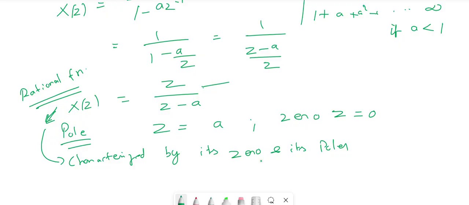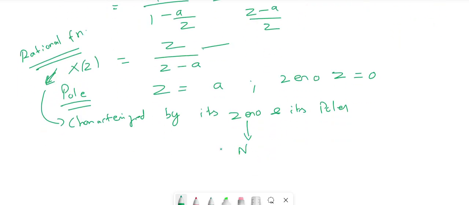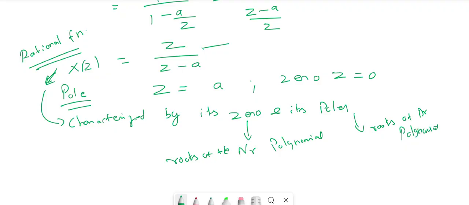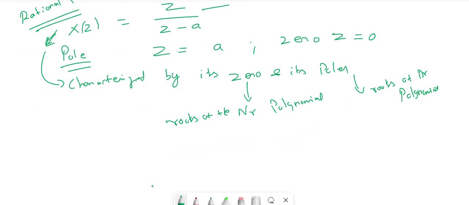What are zeros? The zeros are the roots of the numerator polynomial, and the poles are the roots of the denominator polynomial. So this rational function has one zero at z equal to 0 and one pole at z equal to a.